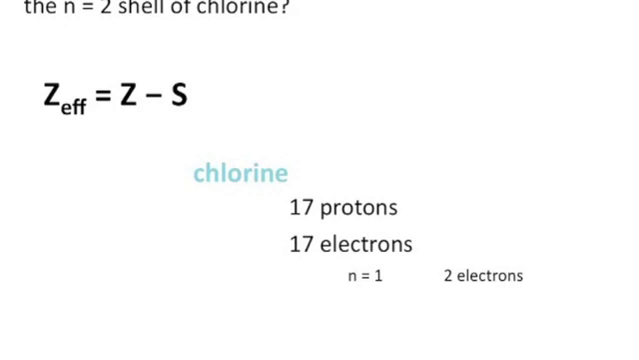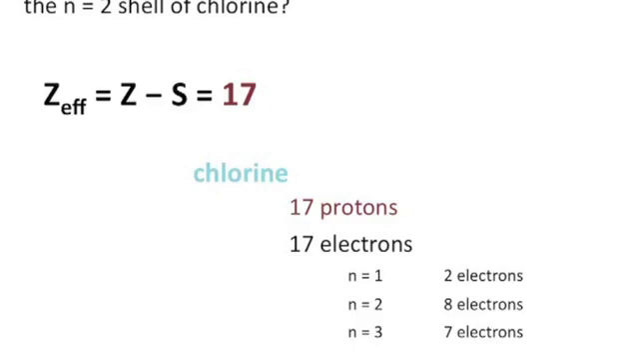Remember that the N equals 1 shell can hold 2 electrons. The N equals 2 shell can hold 8 electrons. So now we have 7 electrons left, 17 minus 8 minus 2. That means in the N equals 3 shell there will be 7 electrons, even though in total the N equals 3 shell could hold 14. Now remember that Z is equal to the atomic number of chlorine, which is equal to the number of protons, which is 17.